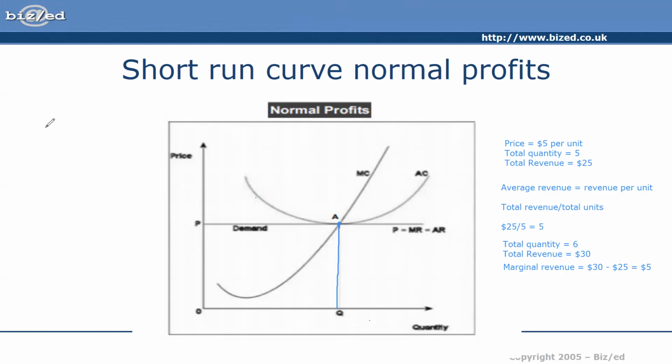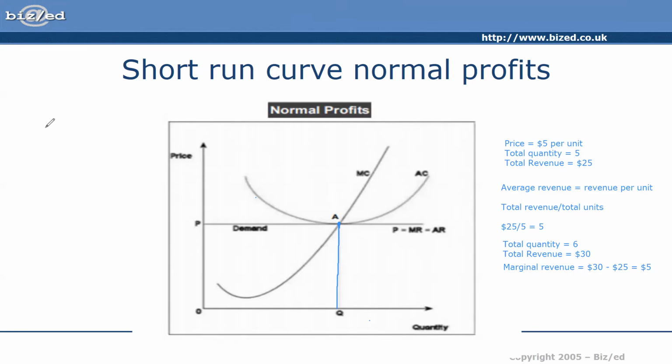Now, how do we make normal profits again? Check the notes. Normal profits is what again? When total revenue is equal to total cost, we make normal profits, right? So it's the same with average. When our average revenue is equal to our average cost, we make normal profits.